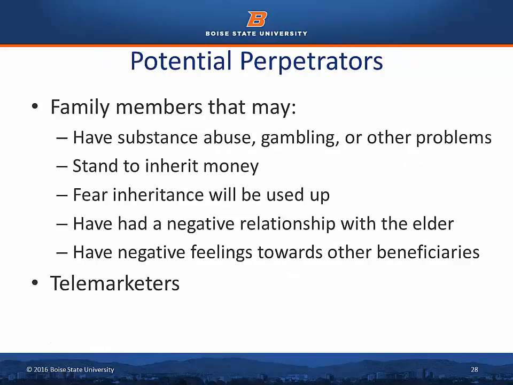Potential perpetrators of financial abuse may include family members, such as children, grandchildren, or spouses who have substance abuse, gambling, or financial problems, stand to inherit and feel justified in taking what they believe is almost or rightfully theirs, those who fear that their family members will get sick and use up their portion of savings, depriving the abuser of an inheritance, those who have had a negative relationship with a person and feel a sense of entitlement, those who have negative feelings towards siblings or other family members whom they want to prevent from acquiring or inheriting a person's assets. Telemarketers may also seek out people who are more trusting of investment or charity schemes as well.